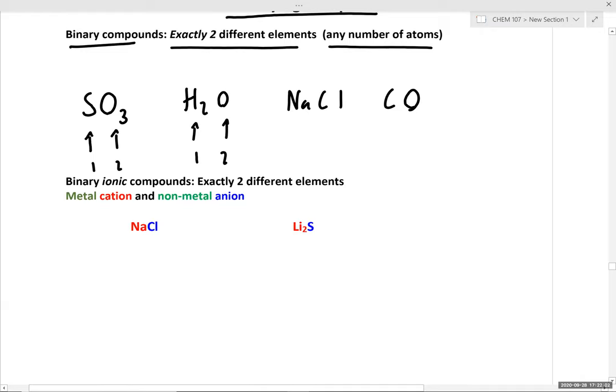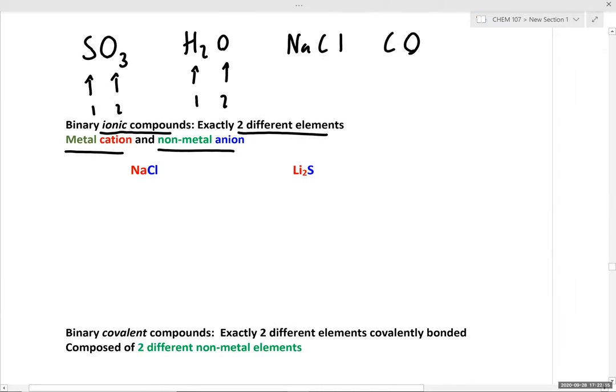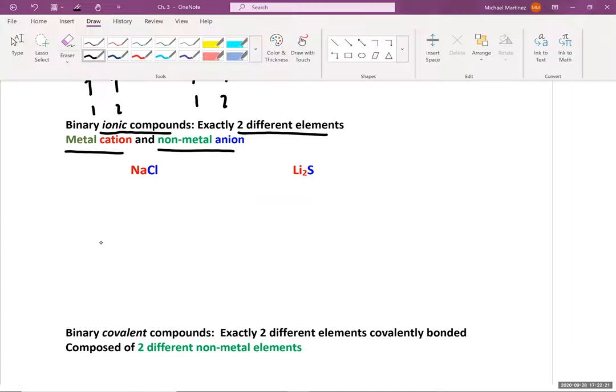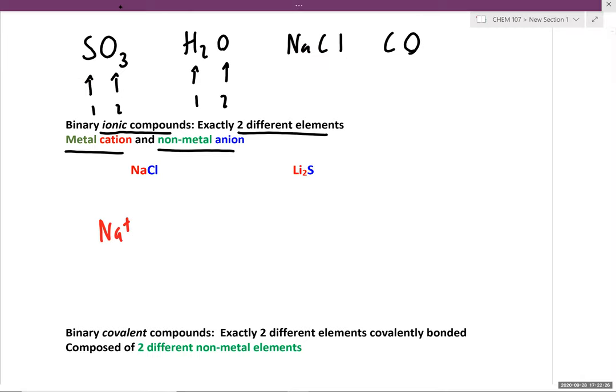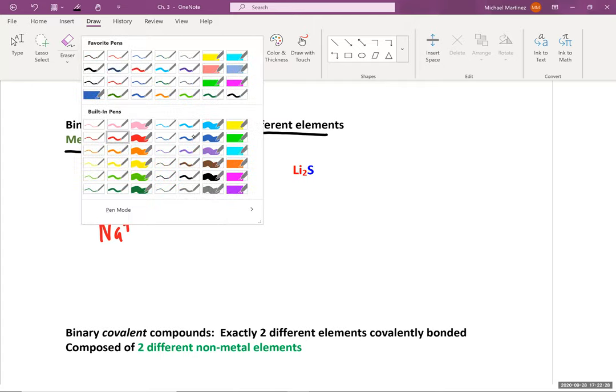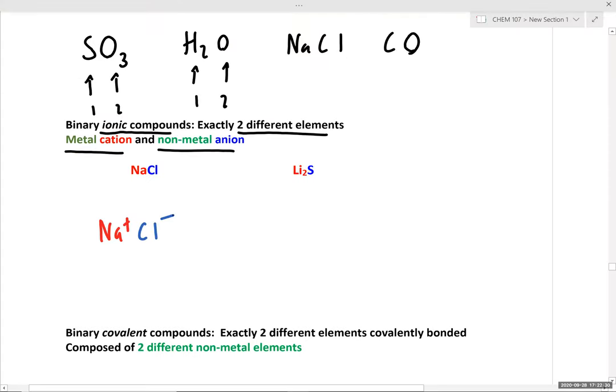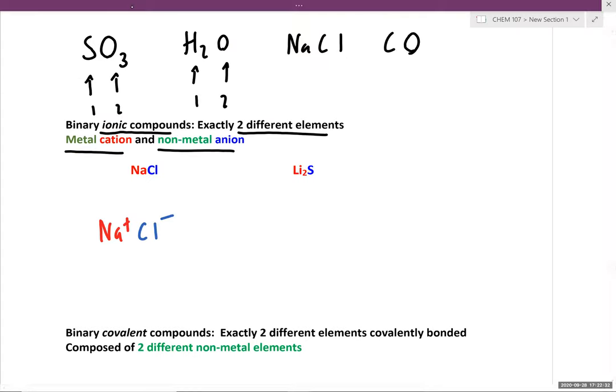Now, binary ionic compounds have exactly two different elements with a metal cation and a non-metal anion. For example, sodium chloride, lithium sulfide. In sodium chloride, we have Na+, which is our metal cation, and Cl-, chloride, which is our non-metal anion.